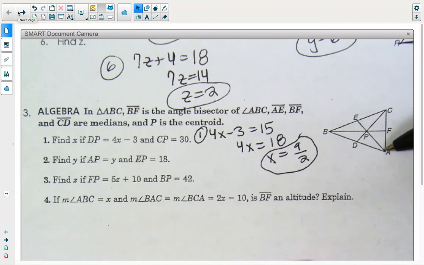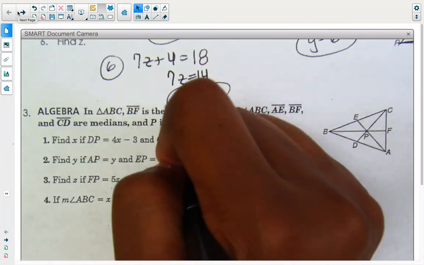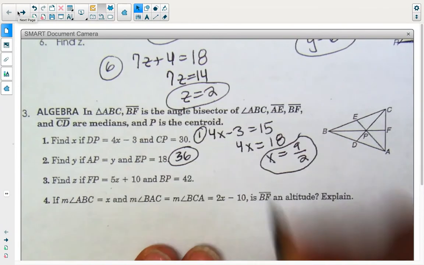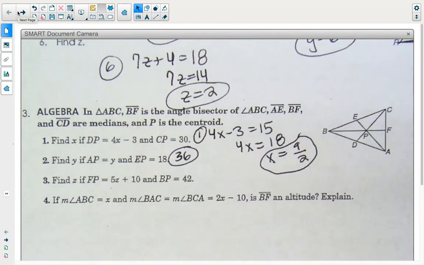So again, I'm going to say that again since I didn't write it out. This shorter side is 1/3 of the whole median. So this is 1/3, this is 2/3. If 1/3 is 18, all you have to do is double it to get 2/3. So the answer for number 2 is 36. So we doubled it. So the answer for number 2 is 36.